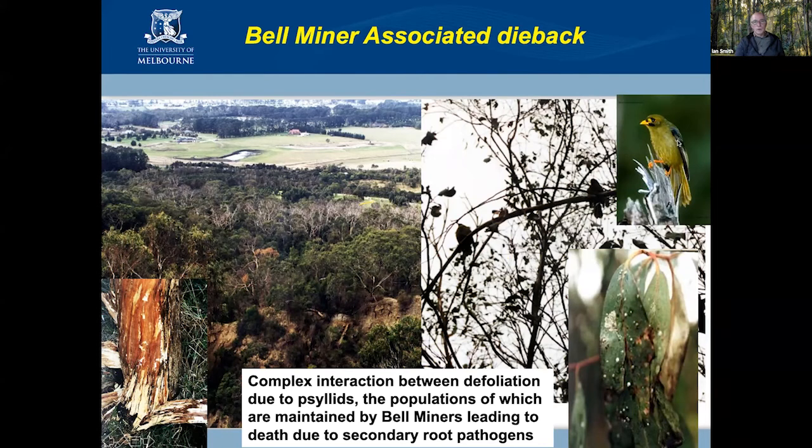And what they do is chase away all the other birds that would normally feed on these things, and the result is the populations of these things exploding. Again, the tree death tends to be via secondary root pathogens following the defoliation. It's not caused by the psyllids, but by the defoliation leading to weakening of the trees.